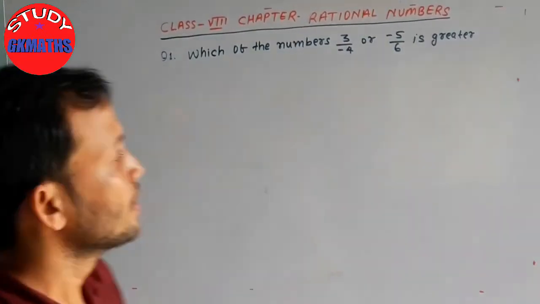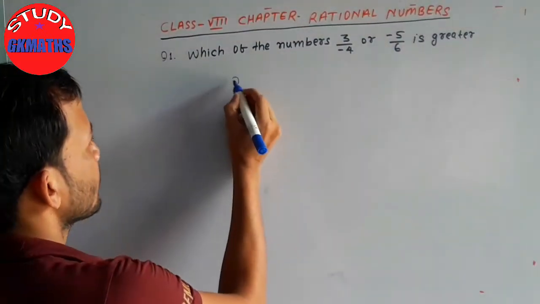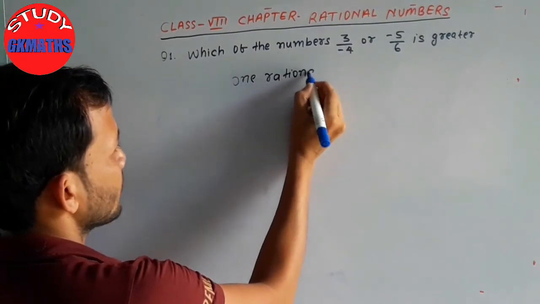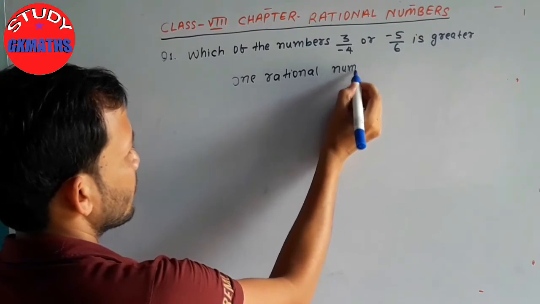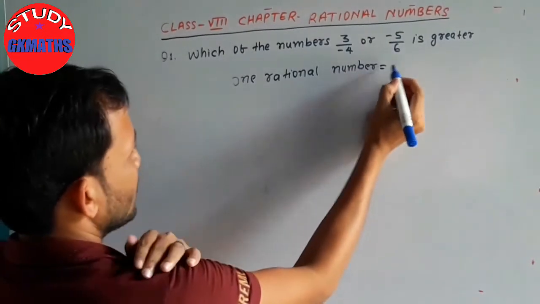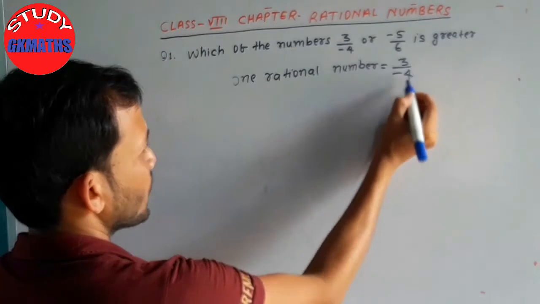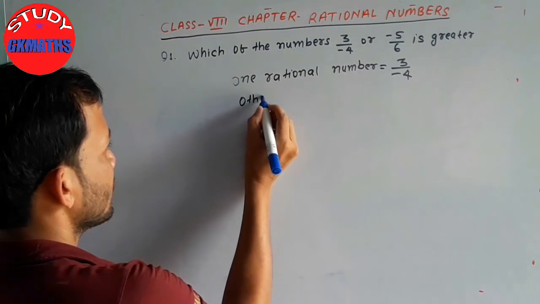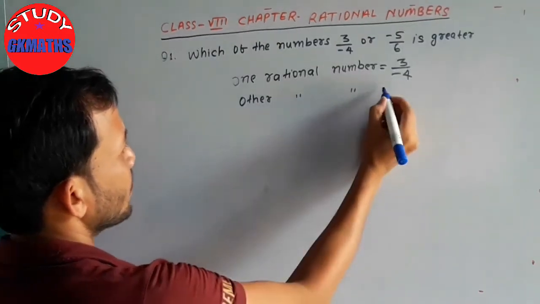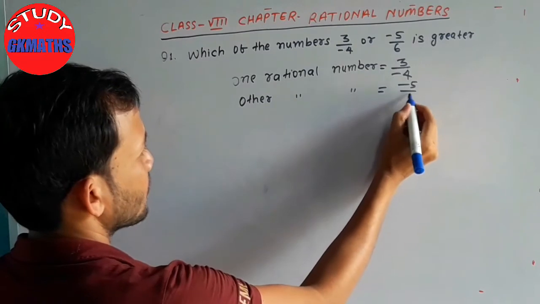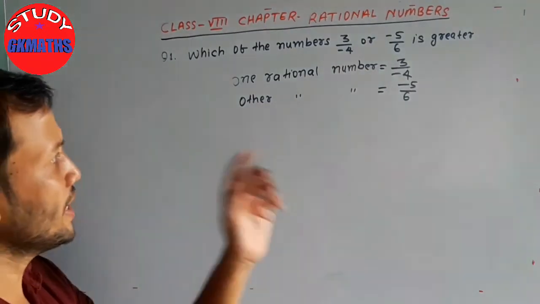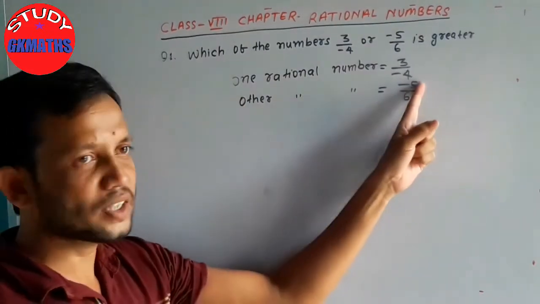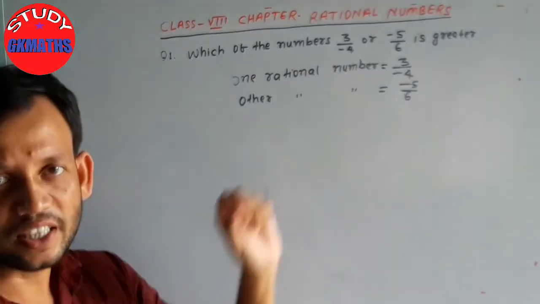Now, here it is given that one rational number equals 3 upon minus 4 and the other rational number equals minus 5 upon 6. Then here the numerator is 3 and the denominator is 4. For the next rational number, the numerator is minus 5 and the denominator is 6.